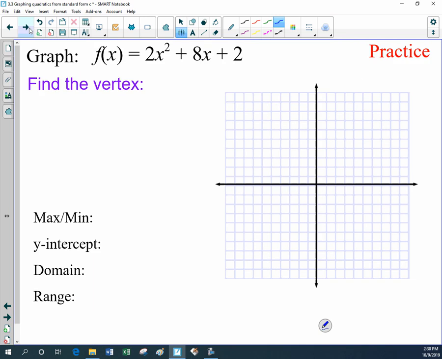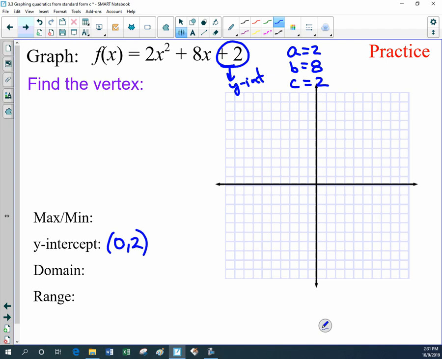Okay, let's try another one. Graph f of x equals 2x squared plus 8x plus 2. This time a is 2, b is 8, and c is 2. So if c is 2, that's our y-intercept. So the y-intercept is going to be at 0, 2.